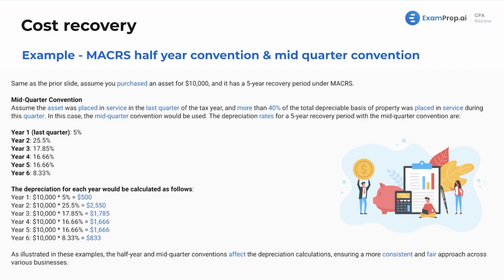So if it's just one asset and it was in the last quarter, then basically because of that, we would use the mid-quarter convention. The depreciation rates are as follows. And then we pull up the proper table from the exhibit, and here's how we would calculate the depreciation.